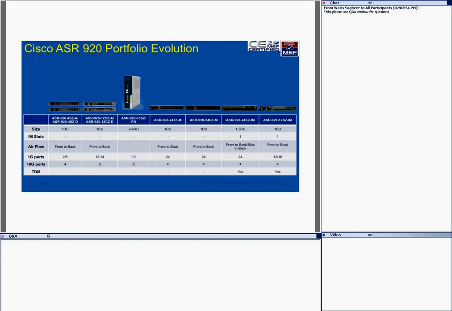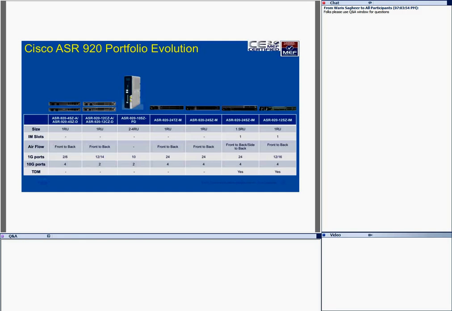And then following that, the ASR920 12CZ, A and D, both AC and DC versions. There are 12 GE ports, and 8 of them are combo ports. You can use copper or SFP, and then we have 2 10 GE dual rate SFP+ ports. And there is a passively cooled one, the ASR920 10SC PD. That's a passively cooled device.